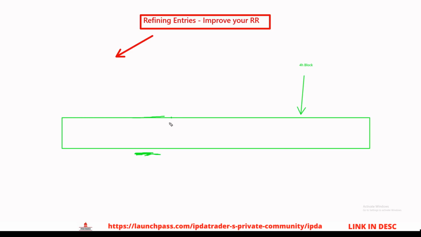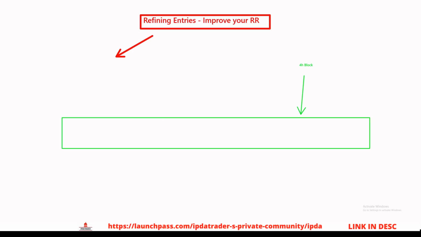Because in that case, I'm going to have a 60 pip stop loss, which is probably going to mean I have to hold this a little bit longer if I want to make consistent profits, meaning I'm going to make decent returns out of that position, or I'm essentially going to have to accept that my risk to reward is not optimal, right? And that's why we have refinement. So the way you're going to improve your risk to reward is by actually zooming.